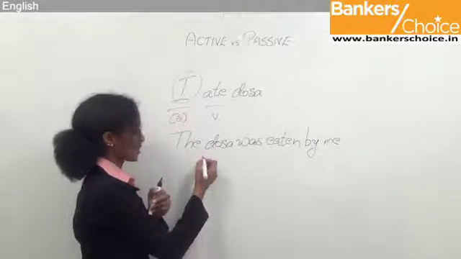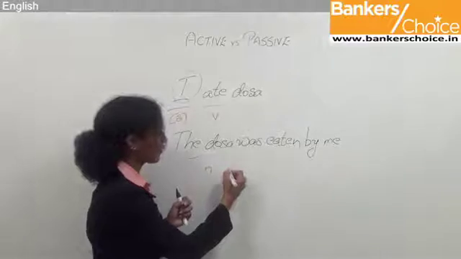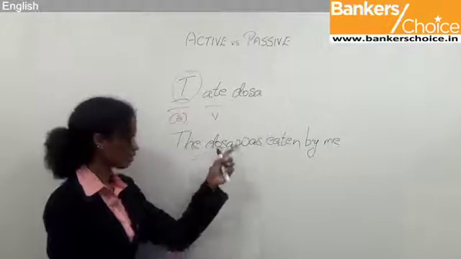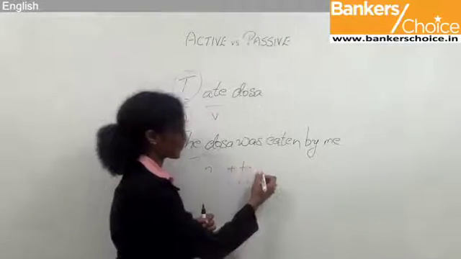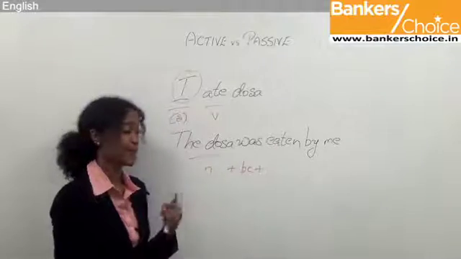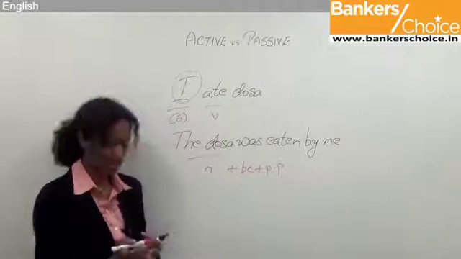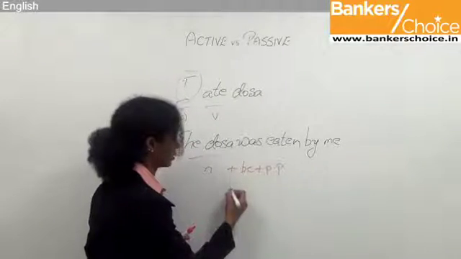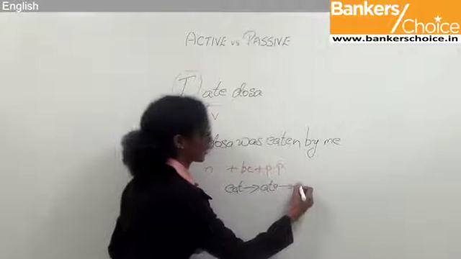So dosa is my noun or the passive subject, and then I have the be form. Is, am, are, was, were. Was is the be form, right? So I have the be form, and then I have the past participle of the verb ate or eat. So remember the past participle, third tense of the verb. Eat, ate, eaten.